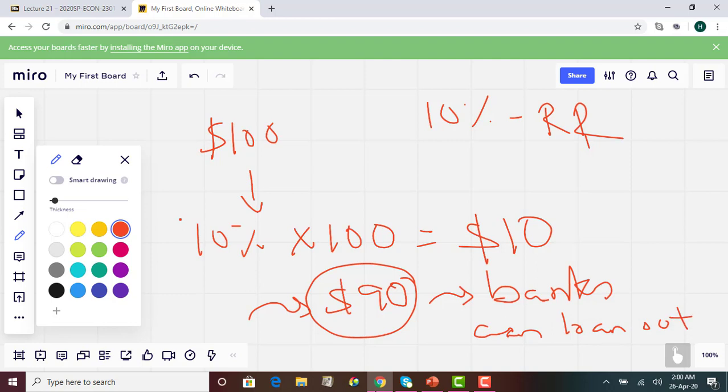Okay, so reserve requirement is something they have to keep aside because it's required by the Fed, and it's done in order to control money supply. The remaining money, the $90, banks can loan out to the customers, as a home loan, as a car loan, personal loan, or commercial loan, whatever the bank decides to do.